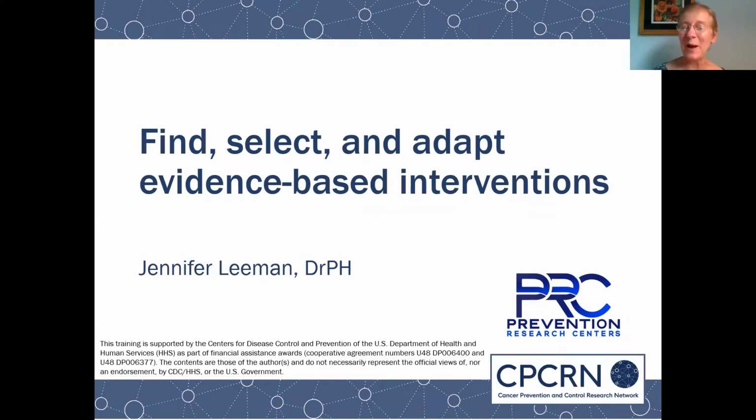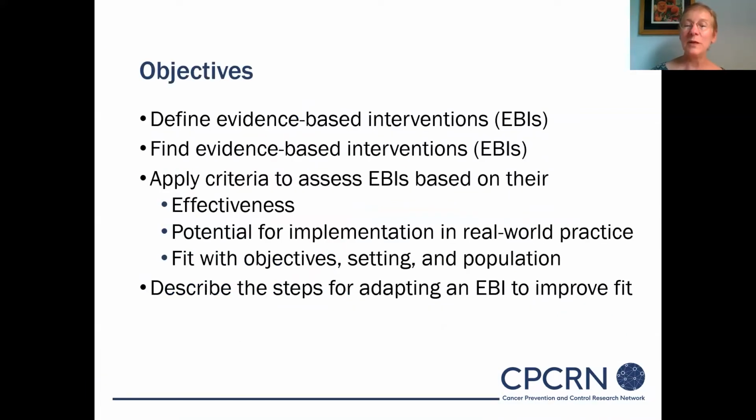All right, so now we're going to get started on today's training, which is on finding, selecting, and adapting evidence-based interventions. So the objectives for today, by the end of today's training, hopefully you will be able to define an evidence-based intervention, find evidence-based interventions to address your problem and goals, apply criteria to assess evidence-based interventions, or EBIs, based on their effectiveness, potential for implementation in real-world practice, and fit with your objectives, setting, and population. We're going to just have time to touch on adapting an EBI to improve fit.